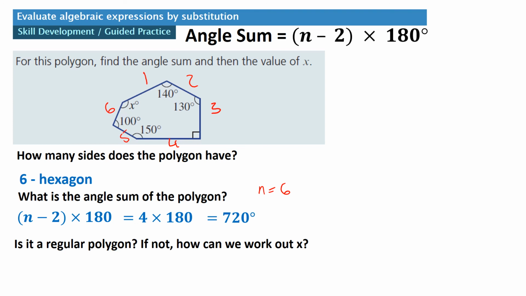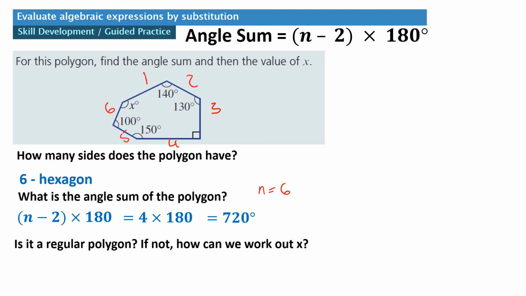Now, is it a regular polygon? Well, it's not. We can already identify that just by the different angles that are inside it. So we got 100, we got 150, 130, and 140, and 90. Now, those aren't all equal, which makes it an irregular hexagon. But what we do know is that regardless of whether it's irregular or regular, a hexagon will always have 720 degrees as its interior angle sum.